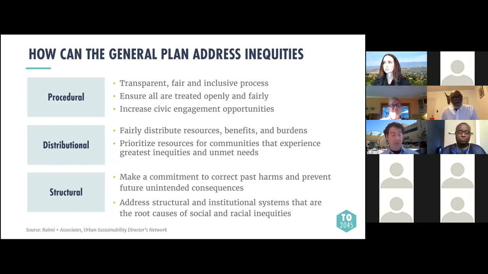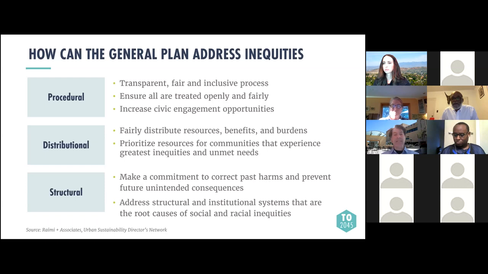I just want to pose that there are three different ways that the general plan can address this, very broadly. This is a little theoretical, but they are procedural, distributional, and structural. Procedural is the process. We want to make sure that the process is transparent, fair, and inclusive, as you all have been helping us do with the general plan update process, reaching out to as many people as we can, and particularly people who are not typically part of the process. We're starting that. We can always do better. COVID threw a wrench in our engagement, but we are doing that.